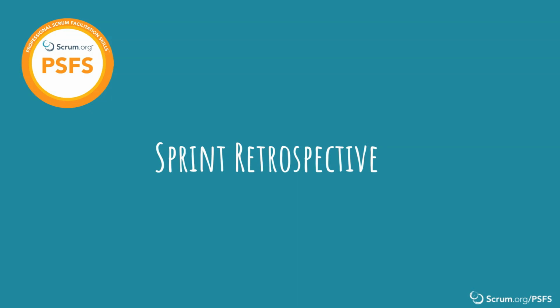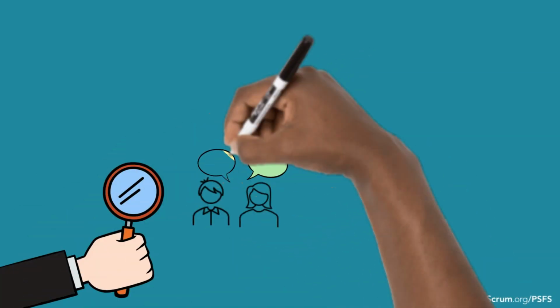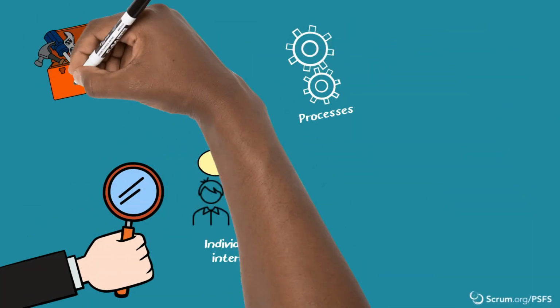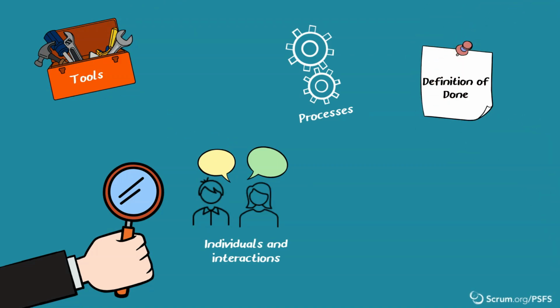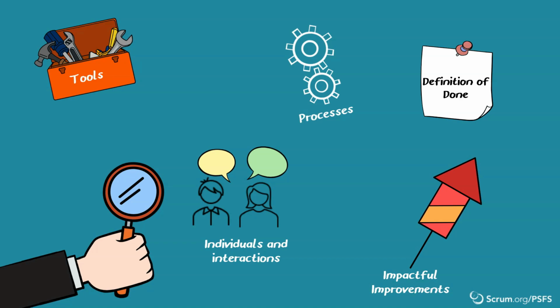Per the Scrum Guide, the purpose of the sprint retrospective is to plan ways to increase quality and effectiveness. To help to achieve this purpose, the Scrum team inspects how the sprint went with regards to individuals, interactions, processes, tools, and their definition of done. The impactful improvements the team identifies and agrees to address are an important outcome of the sprint retrospective.